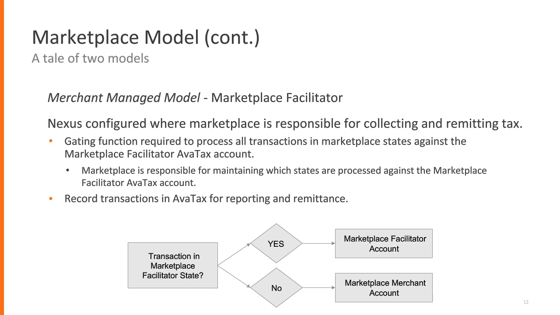In the merchant-managed model, where you're the marketplace facilitator, the if this then that logic, or the gating function that's on the client side, is a similar scenario. However, the parameters change. The if this then that question is: is the transaction within a marketplace facilitator state? If yes, then send it to the marketplace facilitator account or company, and if no, send it to the merchant account or company.